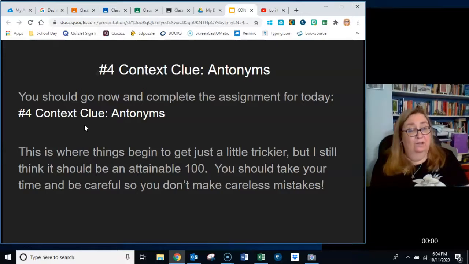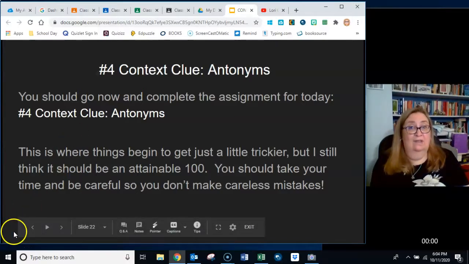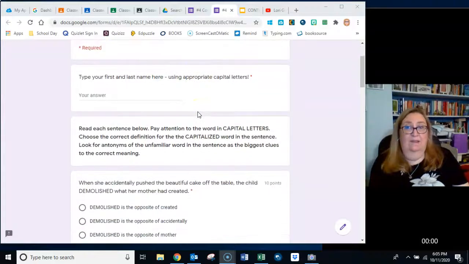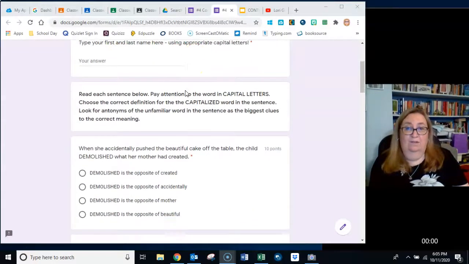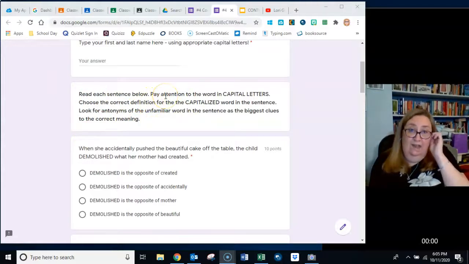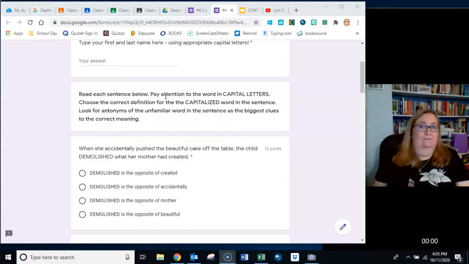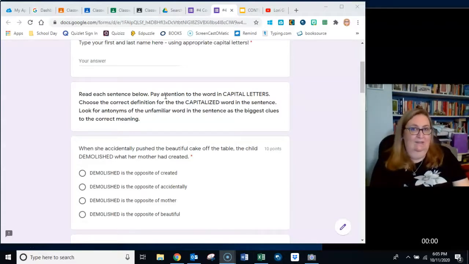Before you go, I want to look at today's form with you and make sure that you understand what you're supposed to do. This is your assignment number 4, context clues, all about antonyms. You're going to type your first and last name here with appropriate capital letters. You're going to read each of the sentences below, and you're going to pay attention to the word in capital letters. You're going to choose the correct definition for the capitalized word in the sentence. You're also going to be asked what the opposite of that word is, what the antonym is that you found.